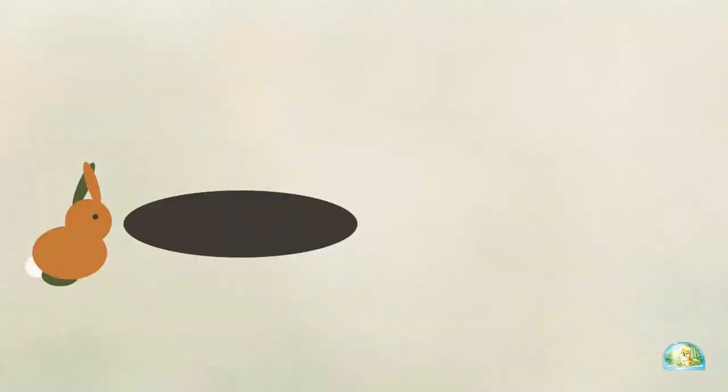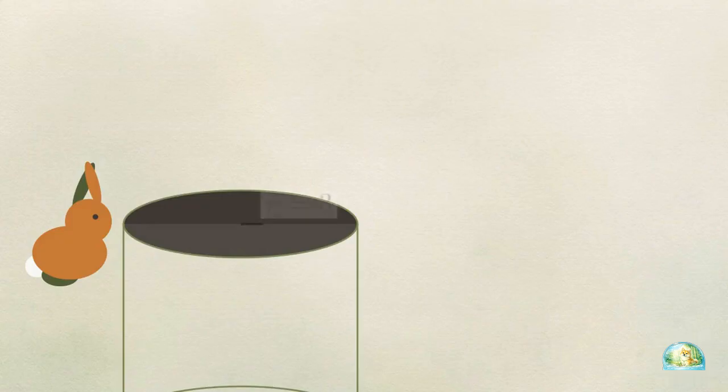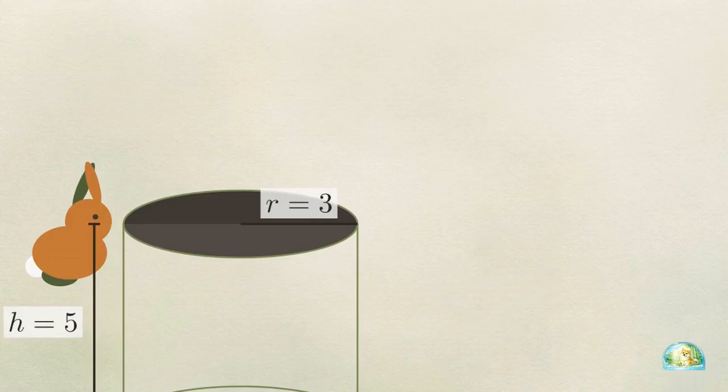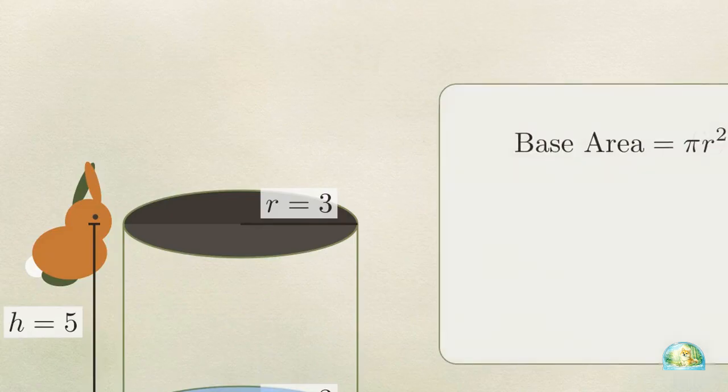Look at this vertical burrow housing a rabbit. We can model this space as a cylinder. This cylinder has a radius of 3 units and a depth, or height, of 5 units. To find the volume, we start by calculating the area of the flat circular base, using our radius of 3. That gives us a base area of pi times 3 squared.